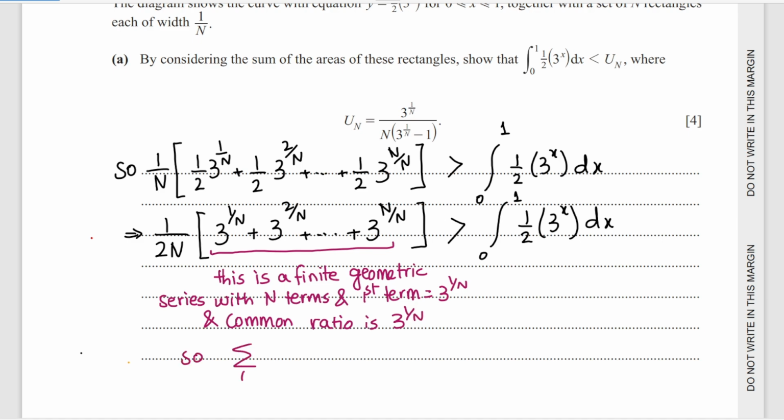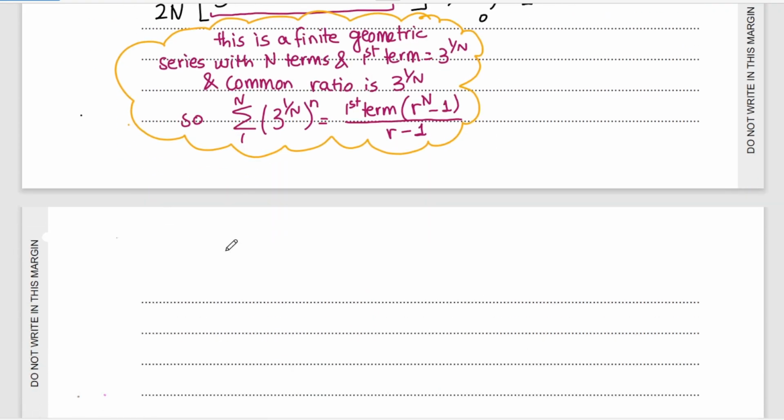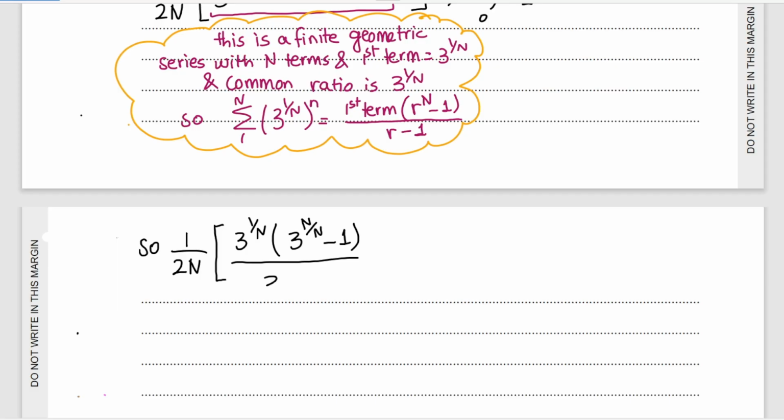So the summation of these terms from 1 to n is equal to the first term times common ratio raised to the power of n minus 1, over common ratio minus 1. We are going to apply this rule. So 1 over 2n into, applying the rule, the first term here is 3 to the power 1 over n, and the common ratio is 3 to the power 1 over n raised to the power of n minus 1, over 3 to the power 1 over n minus 1. This is greater than the whole area under the curve from 0 to 1.